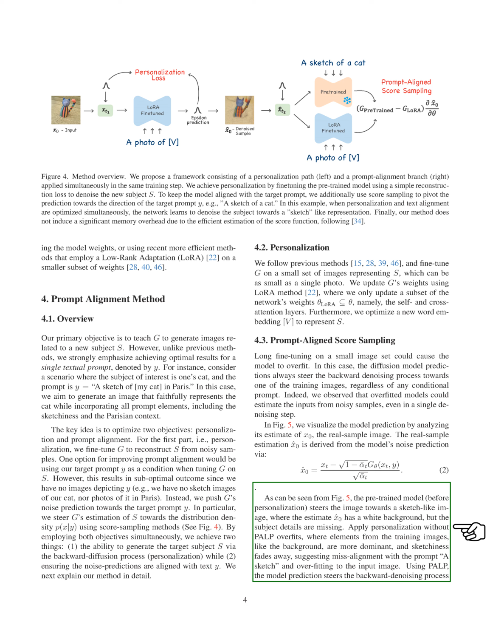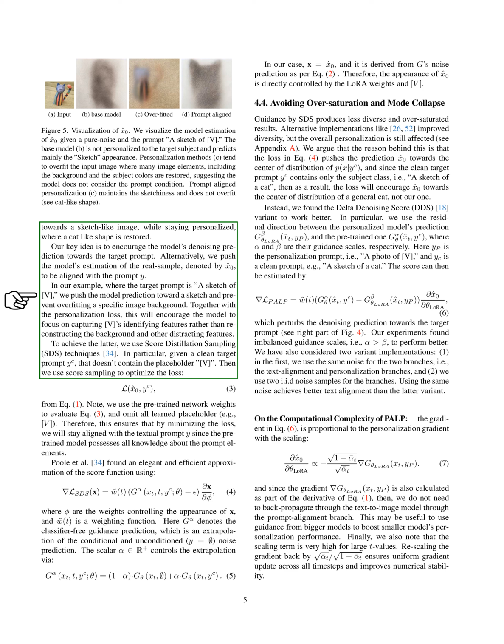We also push the model's estimation of the original image, x0 hat, to align with the prompt. In our example, where the target prompt is a sketch of V, we guide the model's prediction towards a sketch and prevent overfitting to a specific image background. This, along with the personalization loss, encourages the model to focus on capturing the identifying features of V, rather than reconstructing the background and other distracting features.